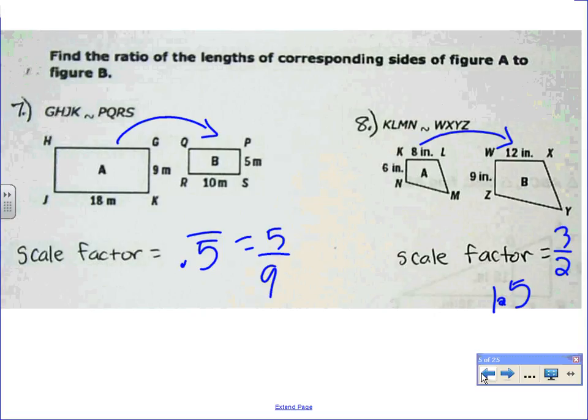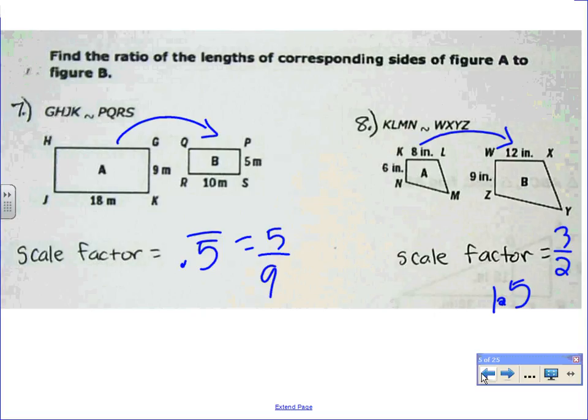Does that make sense? So you found the ratio going from here to here. You want to find a scale factor, which means what can you multiply all these sides by to get to these sides? Sure? Okay, we're going to do more of those today. Anyone else?